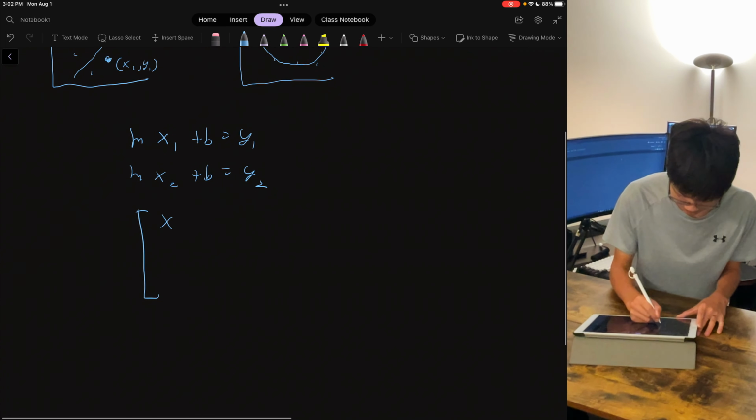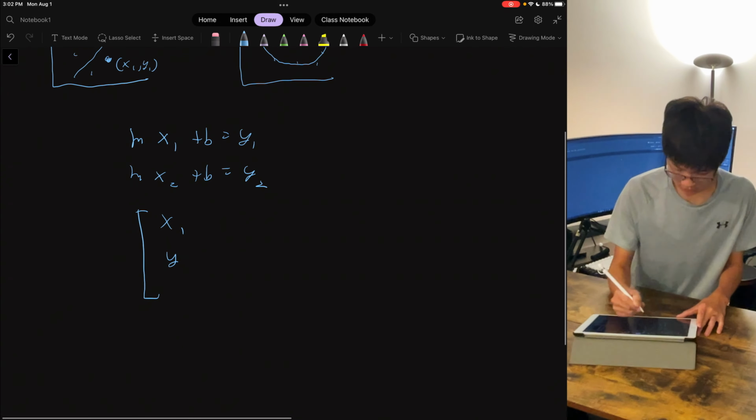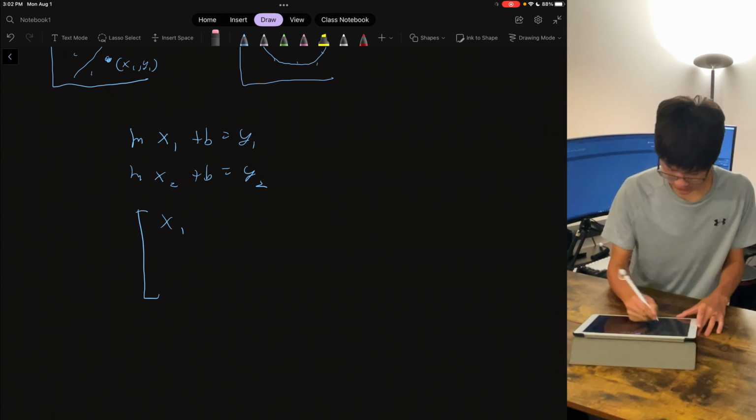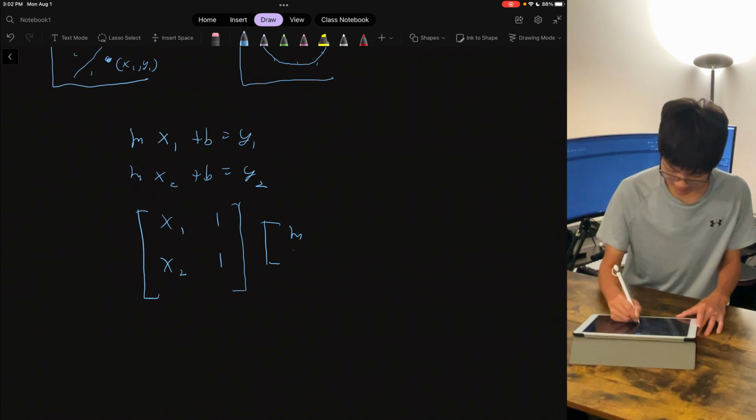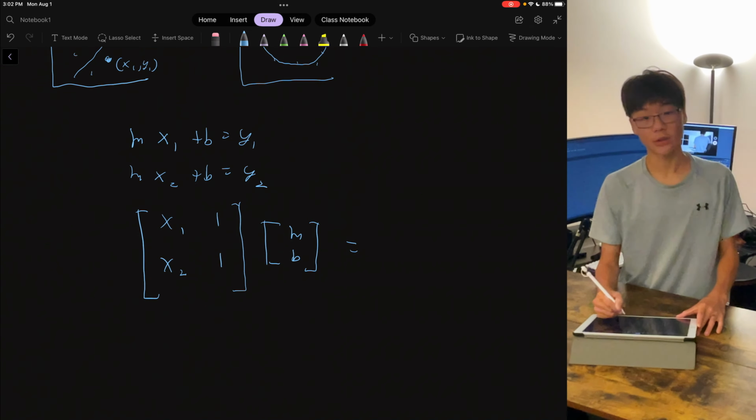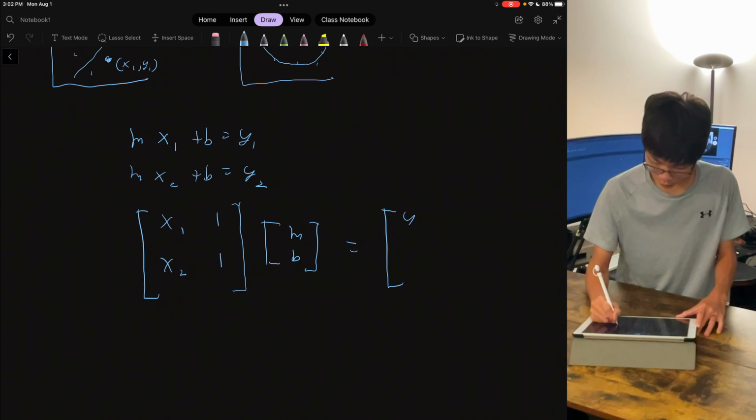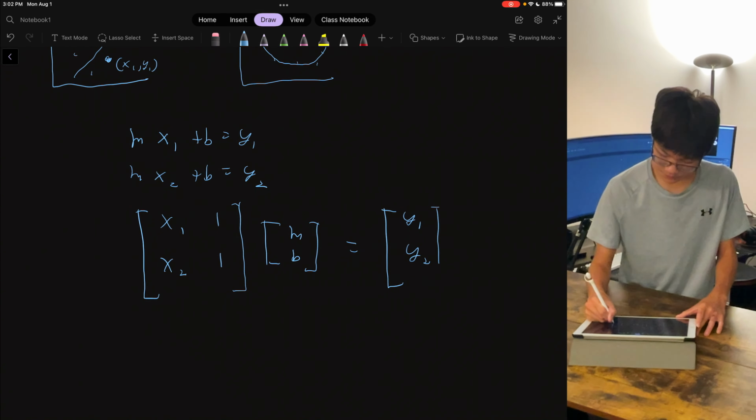It'll be x1, y1. No, not x1 and y1. It'll be x1 and x2, and then a column of 1s, matrix multiplied by a matrix of m and b. And on the other side, we're going to have our y values, so it'll be y1 and y2.